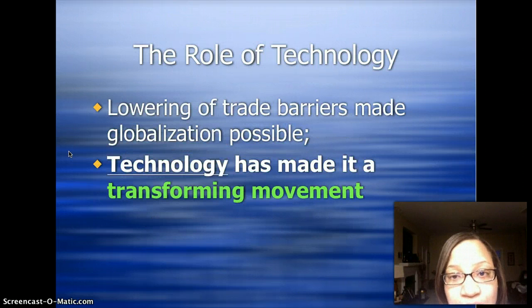So I already mentioned the role of technology. The lowering of trade barriers makes globalization possible. Technology has made it a transforming movement. It's just easier for us to communicate with other people in other countries. It's easier for us to trade. It has basically knocked down the walls of communication.